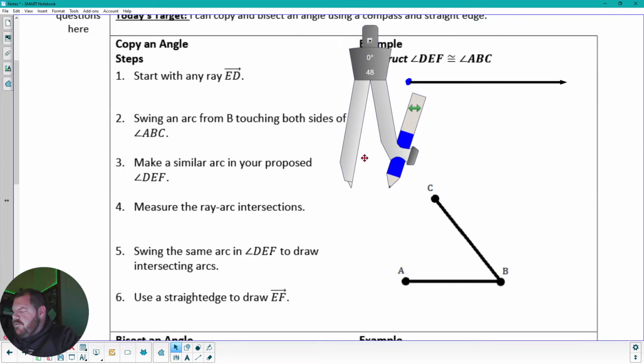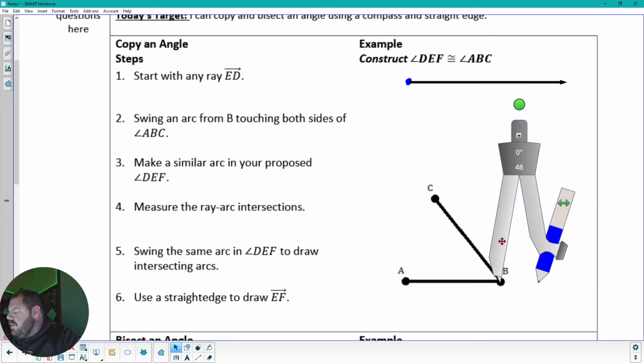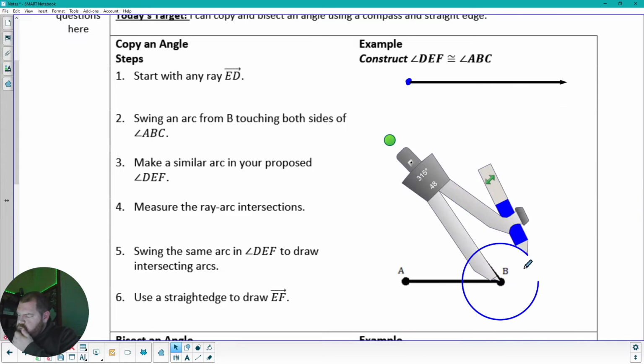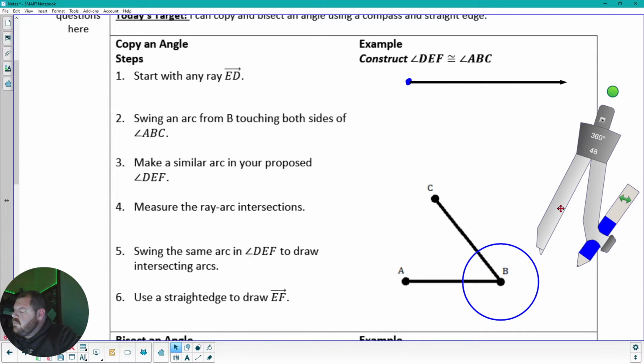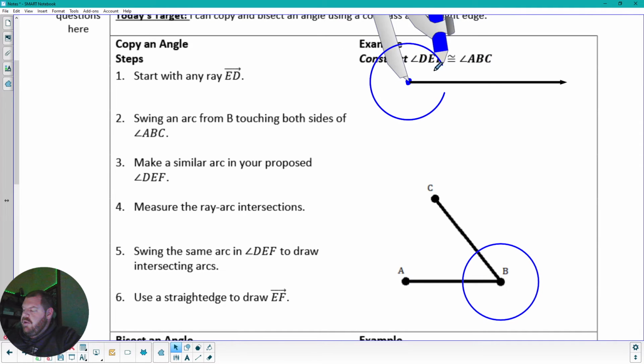So it says here that I want to swing an arc from B touching both sides of the angle. I'm going to do that with an actual circle. So I'm going to draw a circle centered at B. Sorry, my throat's a little dry. So I've got a circle at B. It says to make a similar arc in your proposed angle DEF. I'm just going to make that same circle in the location that I'm going to put my new angle.